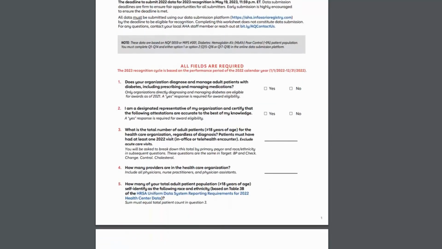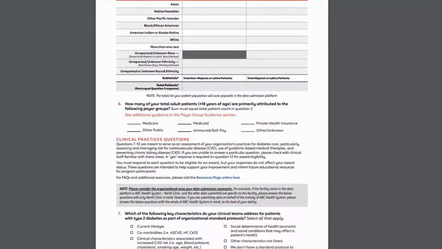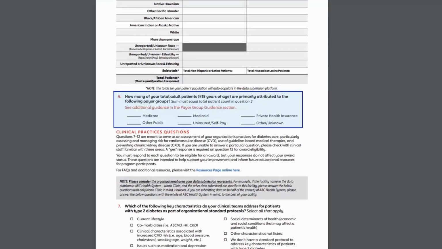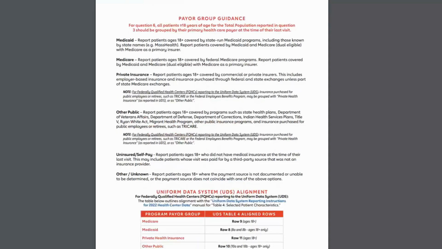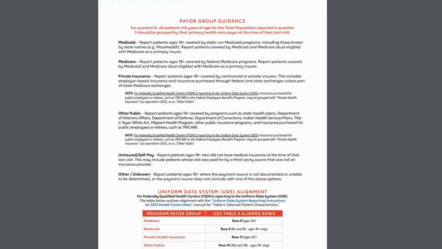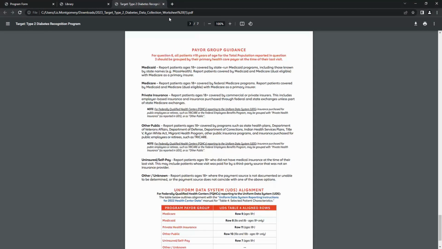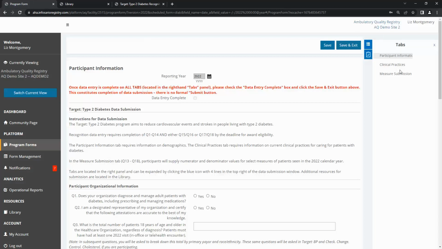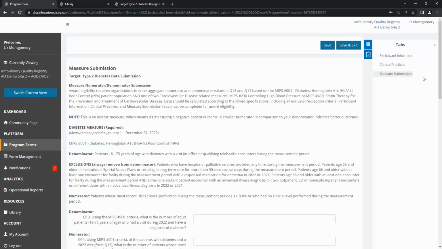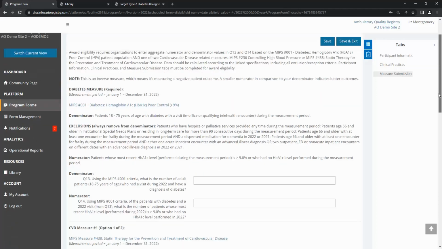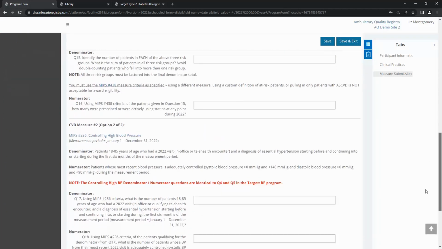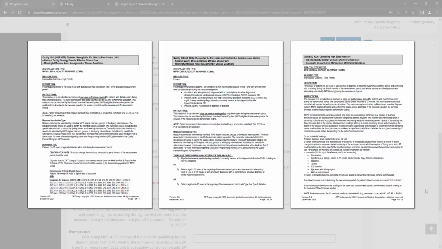The worksheet contains additional guidance on how to answer each question, especially for question 6, which asks for the patient breakdown by their primary payer. Scroll to page 7 to see additional detailed guidance. You can also use the official measure specifications for each measure, which you can find by navigating back to the program form, clicking the Measure Submission tab, and then clicking the link for MIPS 1, MIPS 438, or MIPS 236. Here are what those measure specifications look like.